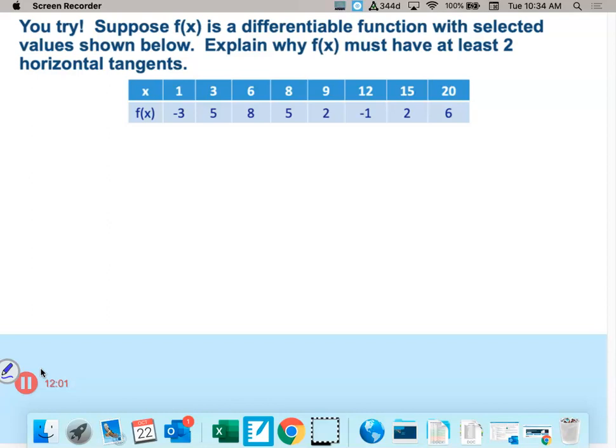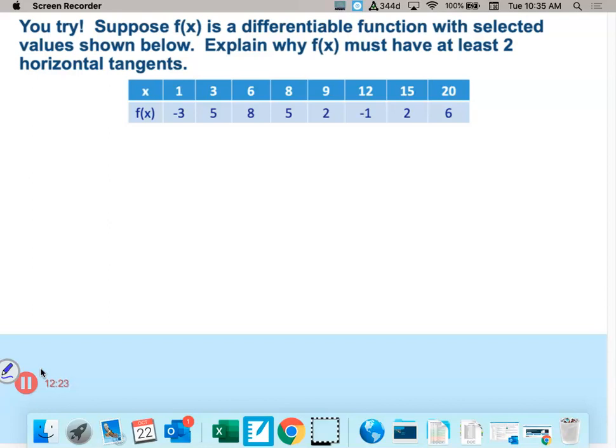So, all right, I'm going to recap for the recording. What Jennifer just said was, because f of x is differentiable, every differentiable function has to be what? Continuous. It's the first requirement for differentiability. So if f of x is differentiable, it has to be continuous.